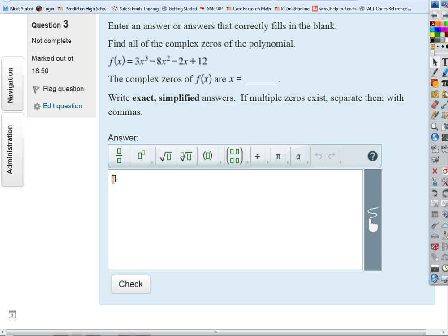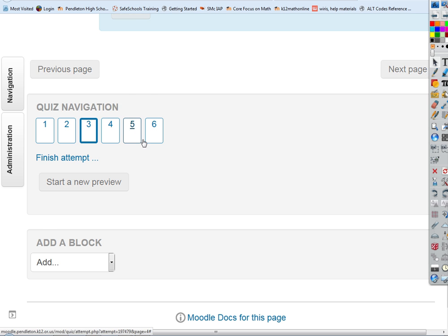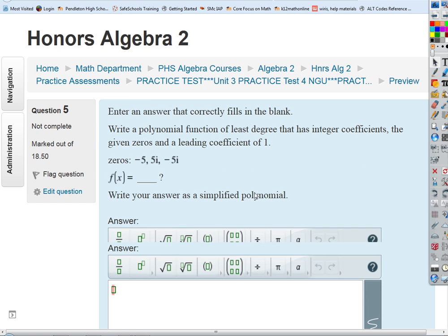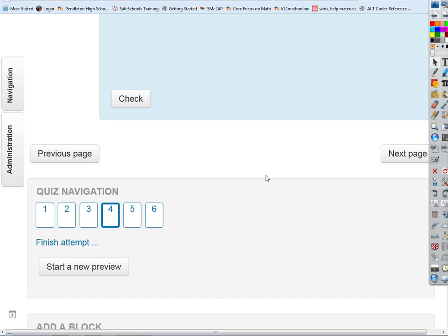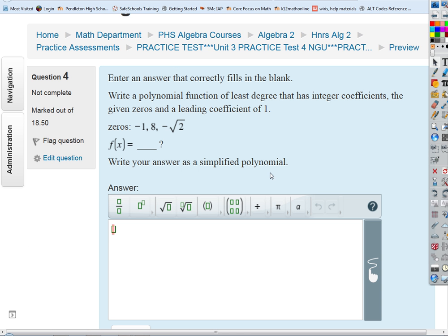Okay, how about if we try something like this? Okay, what about this one? We won't even go through the whole thing. These aren't very hard, right? These are really pretty simple. How do I build a polynomial from a list of factors, or for a list of zeros? What's the factor that goes with the zero -1? x plus 1, right?